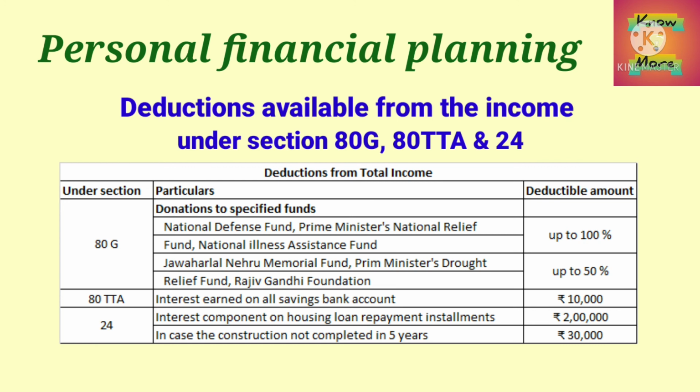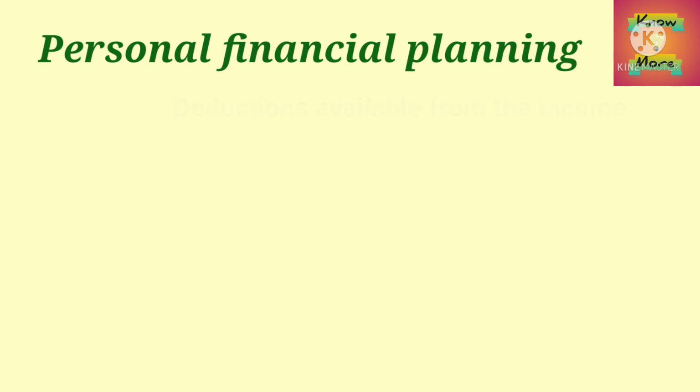In case the loan is taken for an under construction property and the construction is not completed within 5 years from the loan taken, the maximum deduction limit of Rs 2 lakhs is reduced to Rs 30,000 only. The other component of repayment is principal, which is eligible for deduction under Section 80C. We have discussed this earlier.